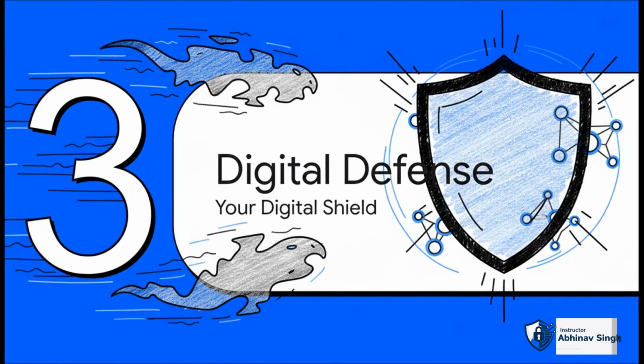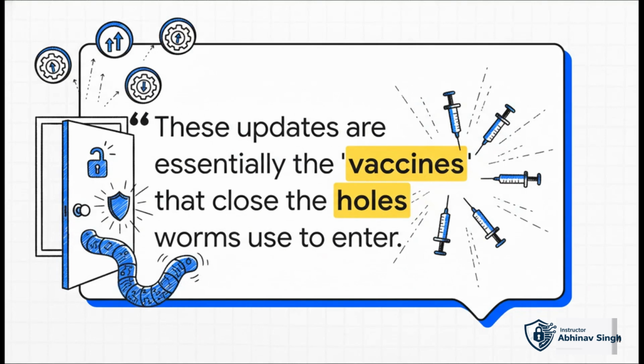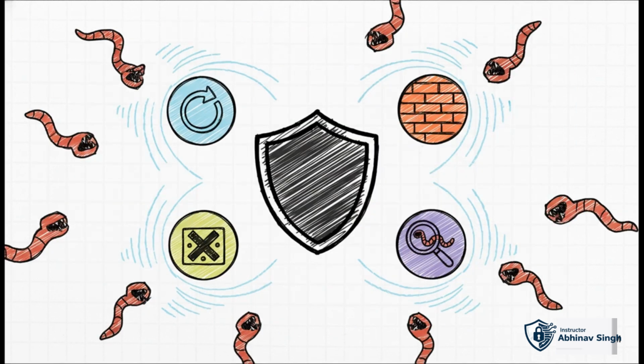Okay, so that's the threat, right? It's fast, it's autonomous, and it's practically invisible. But here's the good news. Defending against it is actually surprisingly straightforward. It's all about building your digital shield. I love this analogy. Think of software updates as vaccines for your computer. They're literally the thing that closes the holes worms use to get inside. So if you're one of those people who's always clicking "Remind me later" on an update, you're basically leaving your front door wide open. Really, it all comes down to 4 key defenses.